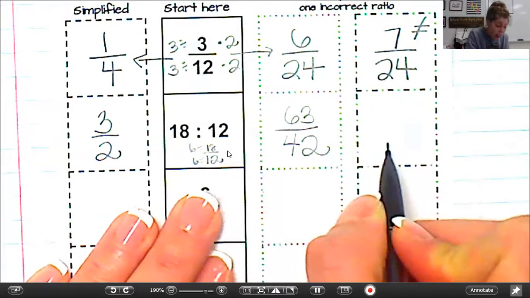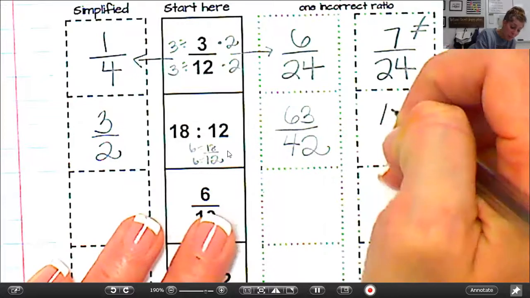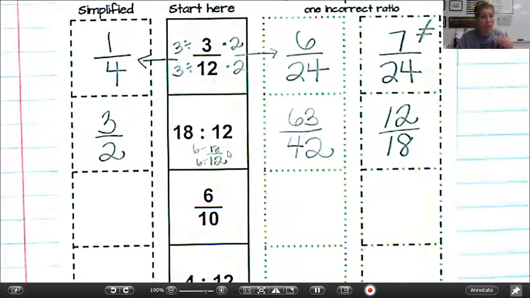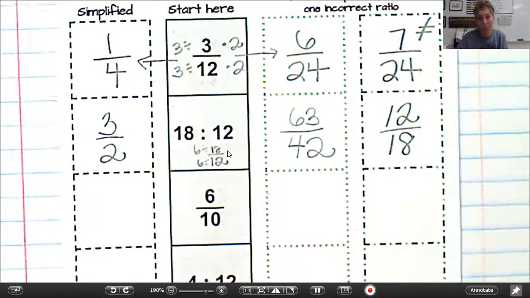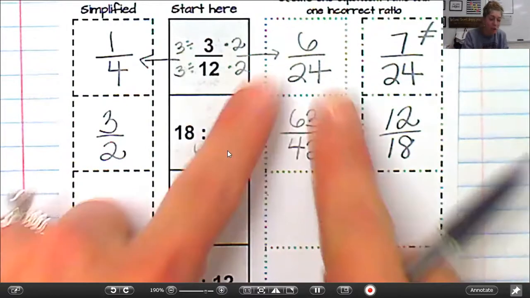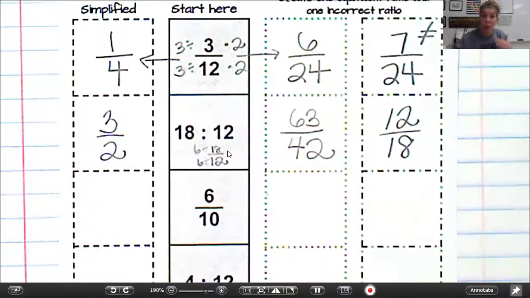Again, for one that's not equivalent, I'm going to flip them. So 18 over 12, of course, is not going to be equivalent to 12 over 18, right? There are other options than just adding 1 to a numerator or denominator, okay?